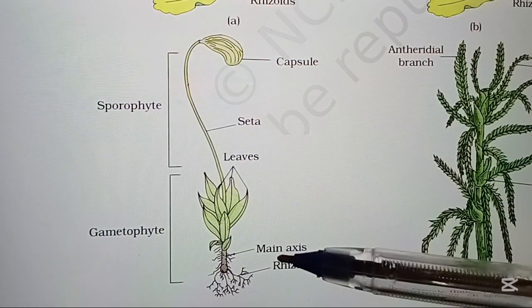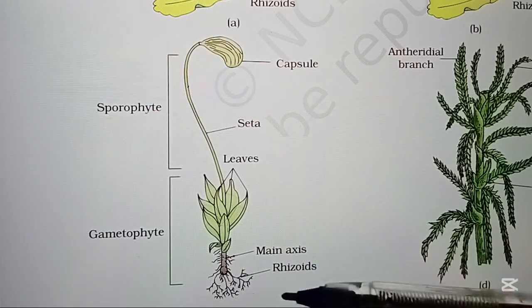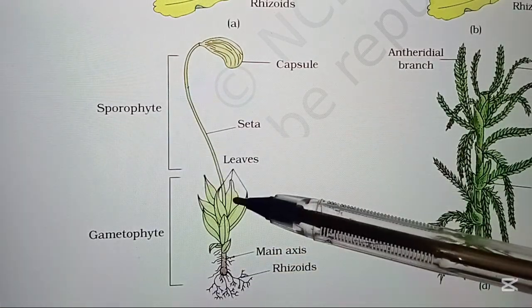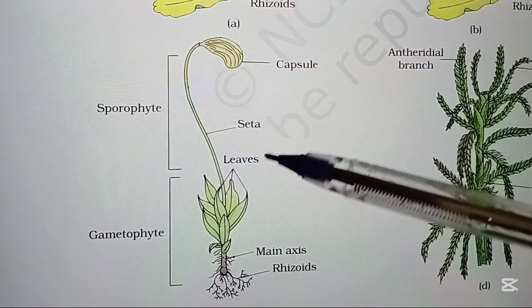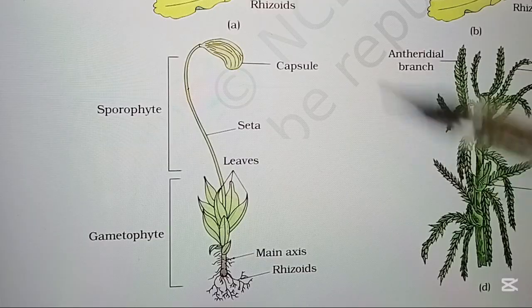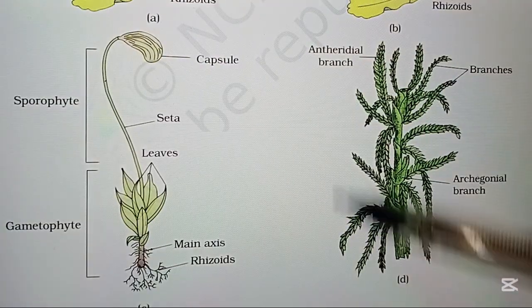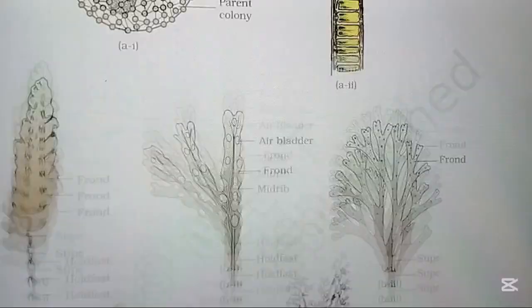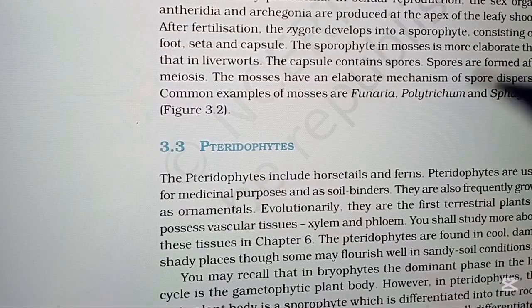There's a capsule, a seta, and some leaves, a main axis as well as rhizoids. The rhizoids function the same, that is anchorage as well as absorption of minerals and water. And this much part is a gametophyte and this much is a sporophyte. The sporophyte releases spores for future plants. So that's all that you need to learn about Funaria. There is not much importance for other diagrams like Sphagnum and the others like these. There is some importance, just go through them.